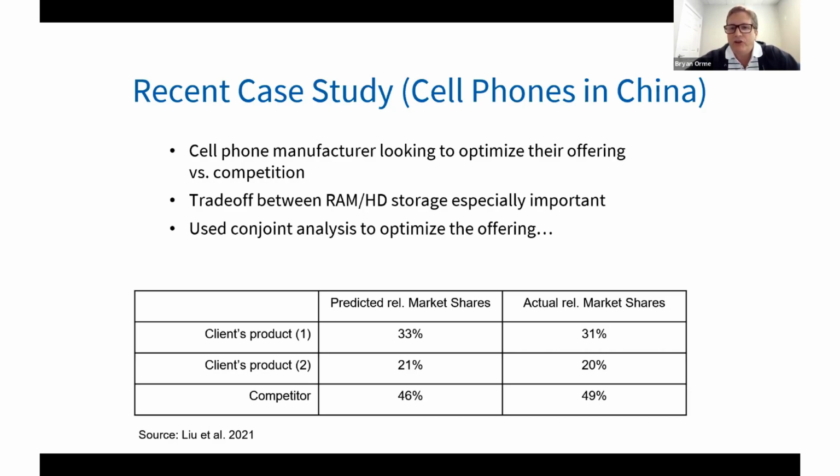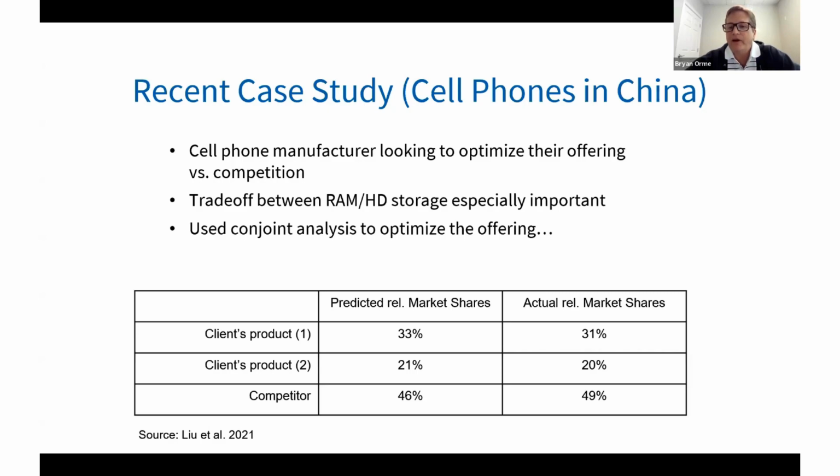They went ahead and used Conjoint's recommendation from the market simulator, from the optimizer with the search algorithms, and they released, in the first column, it shows what the predicted relative market shares were for 3 products. The client wanted to create 2 products, product 1 and 2, and there was a key competitor. The predicted relative market shares are shown in the first column, 33, 21, and 46. The client went ahead and created these 2 products, released them, and 6 months later, they looked at sales data to get the actual relative market shares of their 2 products in their released product line versus the competitor.